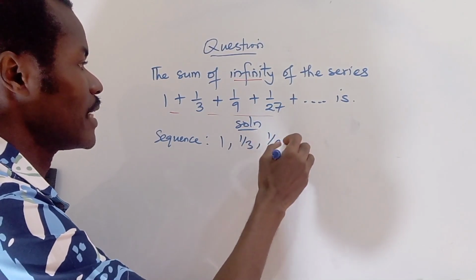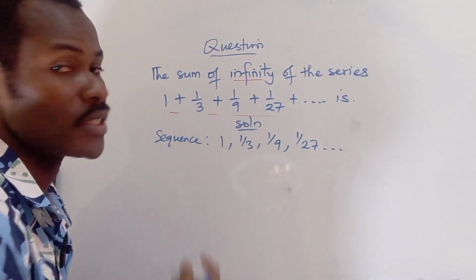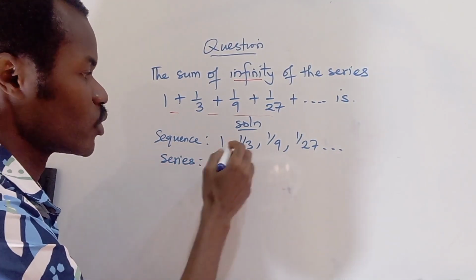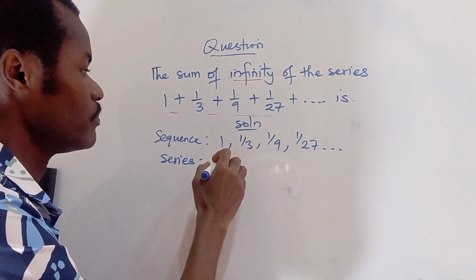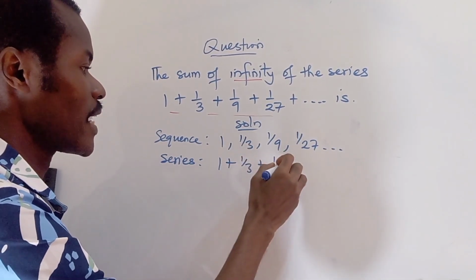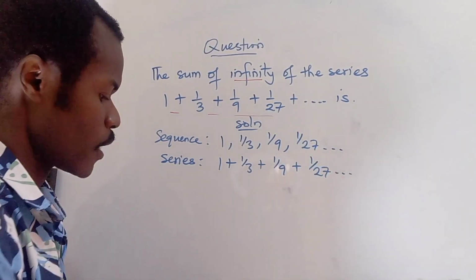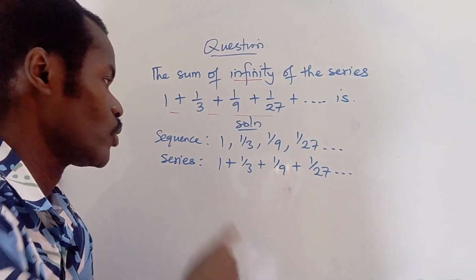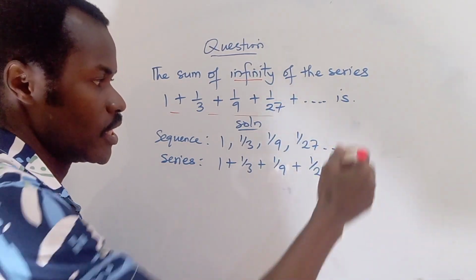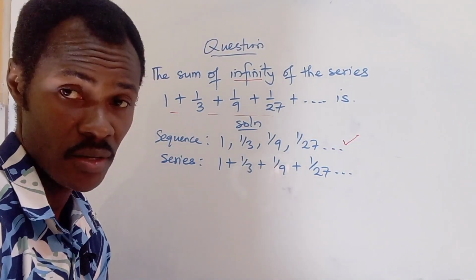So 1, 1/3, 1/9, and 1/27 is the sequence. But if we say series, you want to add them or sometimes subtract them. This time we're adding, so we have 1 plus 1/3 plus 1/9 plus 1/27. You have to know the difference between sequence and series. But let's work it keeping it in the form of a sequence.